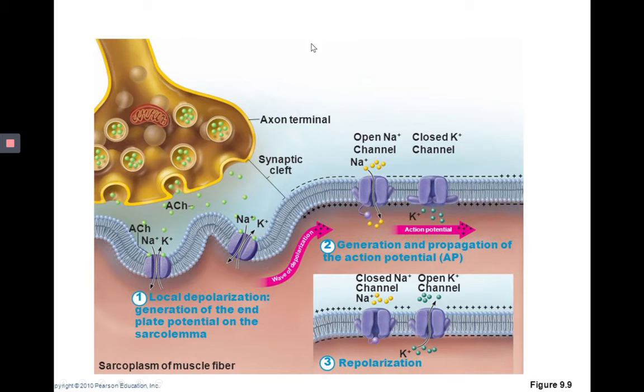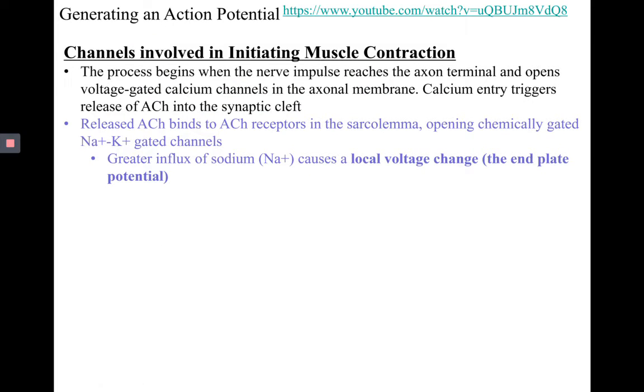So that's what we're seeing here for step 1. Voltage reaches the axon terminal, which would open voltage-gated calcium channels. It's left out of the image, but calcium would enter the axon terminal, causing acetylcholine to exit via exocytosis, and acetylcholine would enter the synaptic cleft. The released acetylcholine would then bind to its receptors, which are on the junctional folds of the sarcolemma.